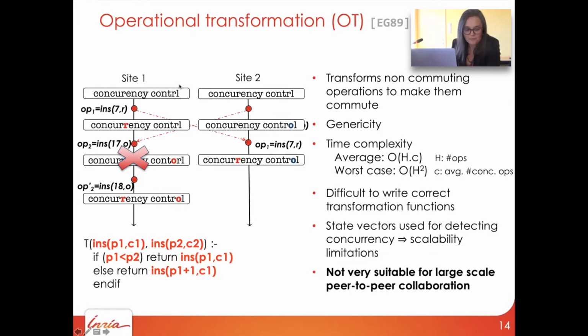We suppose that one user wants to correct this misspelling here, so they insert an R at position 7, while the second user inserts an O at this position, which is position 17. So when this user transmits the operation to the first one, the operation cannot be applied as it is on position 17. Its position has to be adapted because an insertion happened before. So now the position 17 of insertion becomes 18.